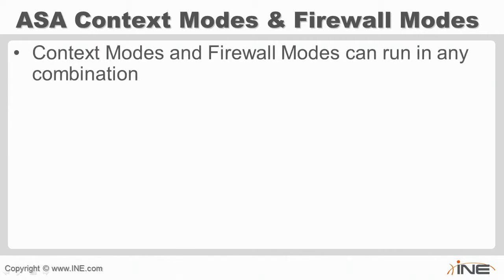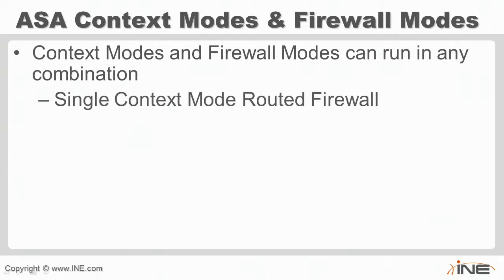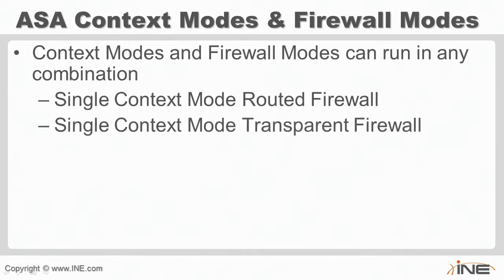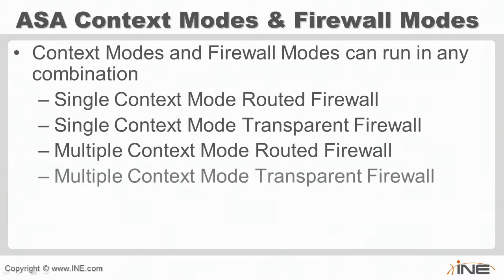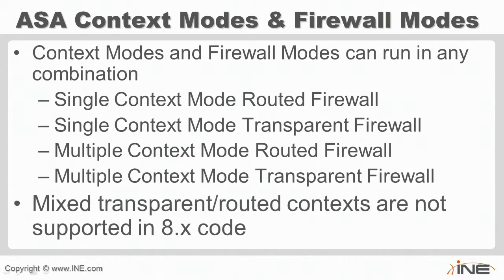Okay, now there's one thing that is important to note here about the context and the firewall modes: these are essentially mutually exclusive. In single context mode, you could run as a routed firewall, but you could also run as a transparent firewall. Likewise, in multiple context mode, you could run as a routed firewall, or as a transparent firewall. The key point in the 8.x code that we are running is that you cannot mix them. You cannot have one multi-context mode context running in routed mode and another running in transparent mode. I believe in version 9 this is now supported, but in the particular code that we are dealing with, it is not.